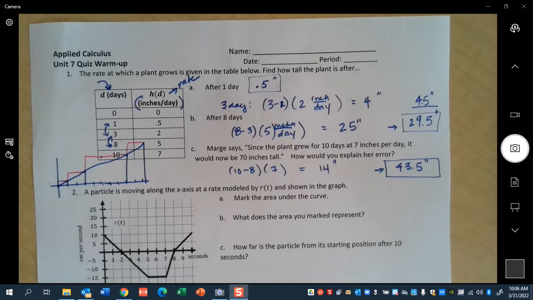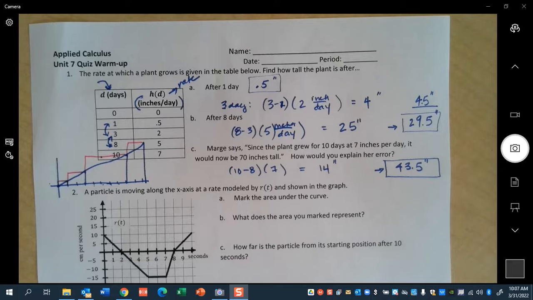Because especially between this big gap here between 8 and 3 days, on my 4th day, I don't think it was growing at 5 inches a day. On my 5th day, maybe it wasn't growing 5 inches per day, but that's the size of the rectangle that I used to calculate that area. Does that make sense?